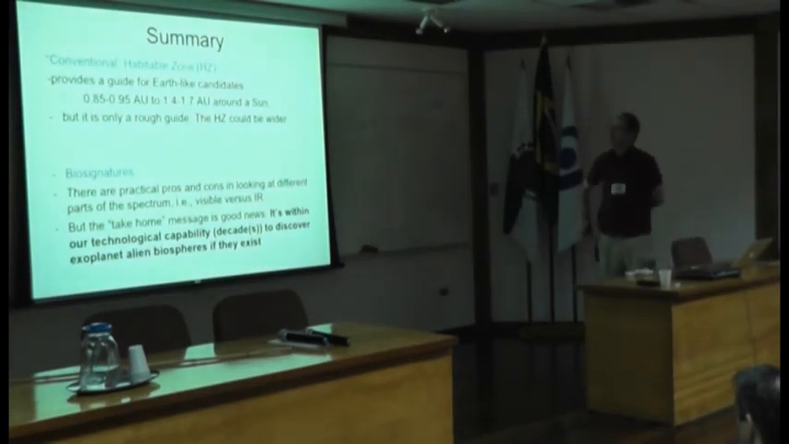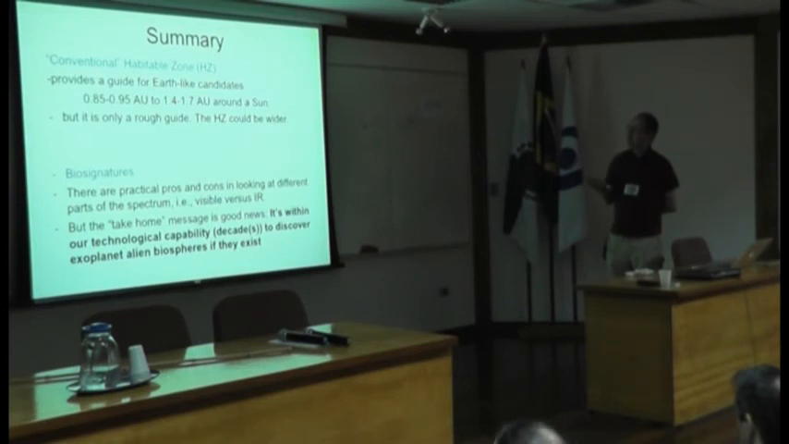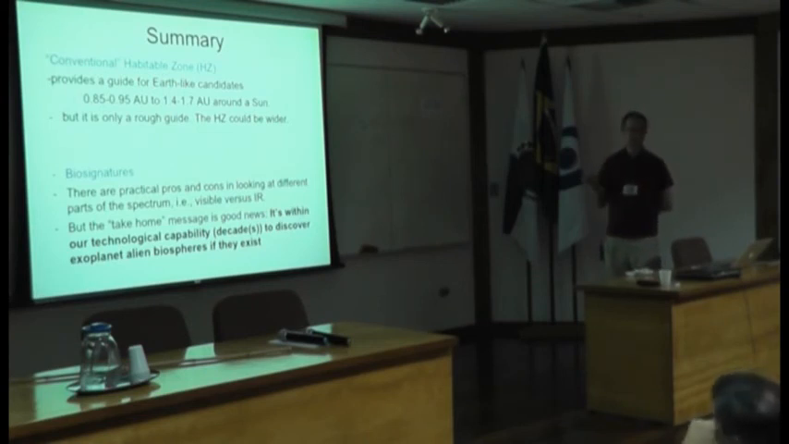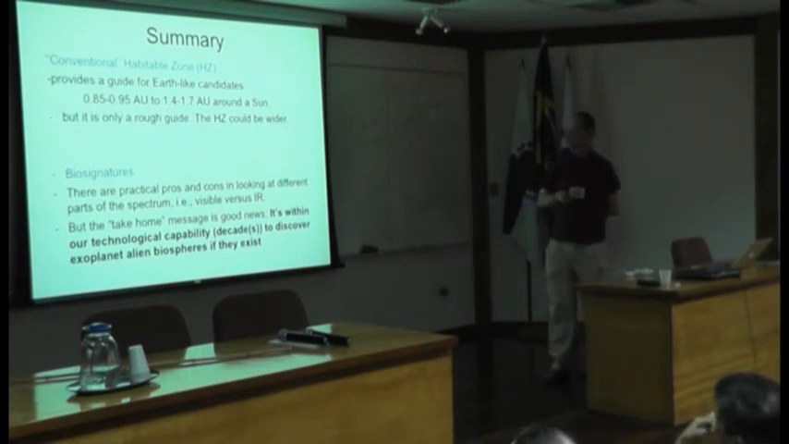So to summarize, then, I talked about the idea of the habitable zone. A conventional habitable zone is a belt around a star where a planet has liquid water, and it provides a guide. So this is probably where you're going to find a habitable planet: 0.85 to 0.9 AU around a sun-like star is the inner edge, 1.4 to 1.7 is the outer edge. But it's only a rough guide.